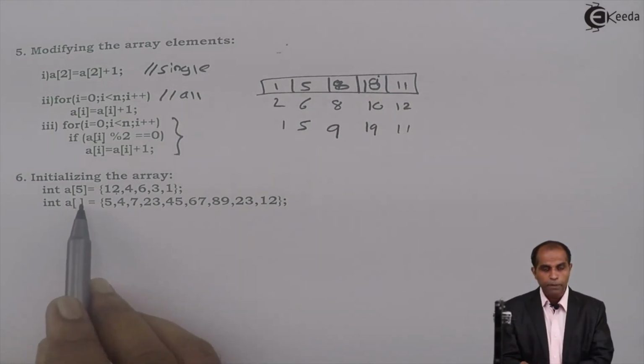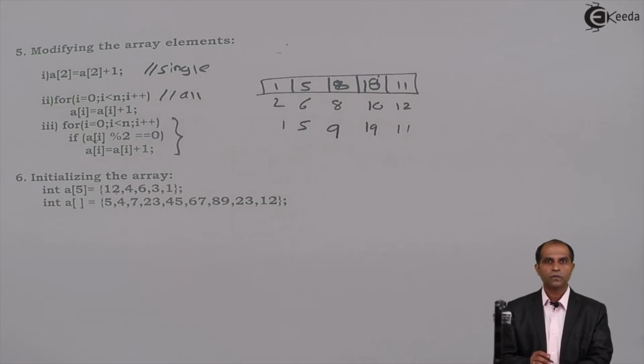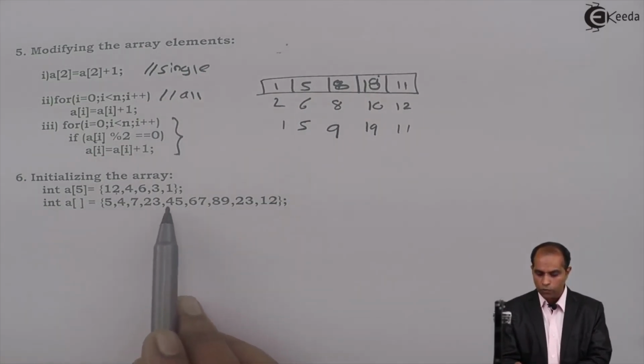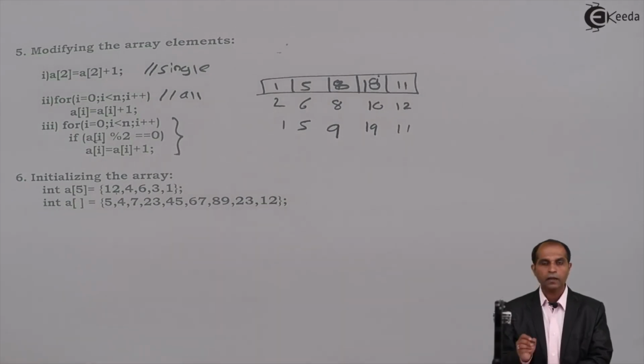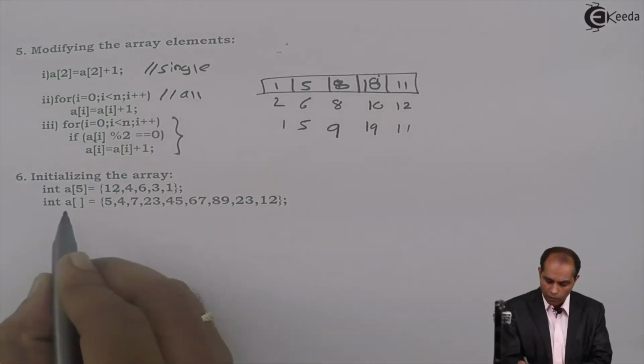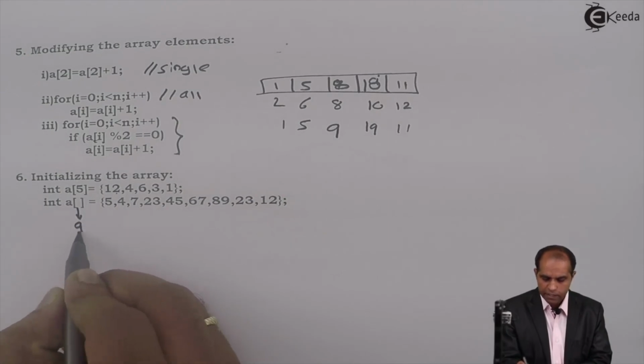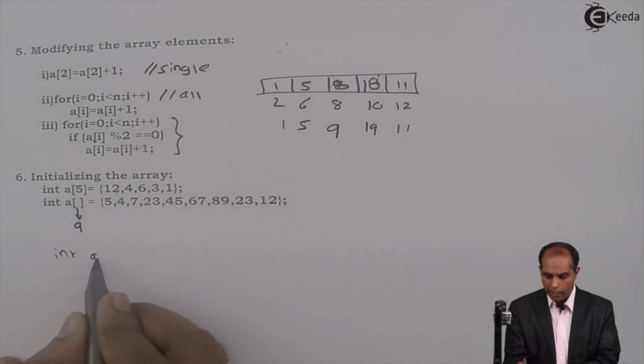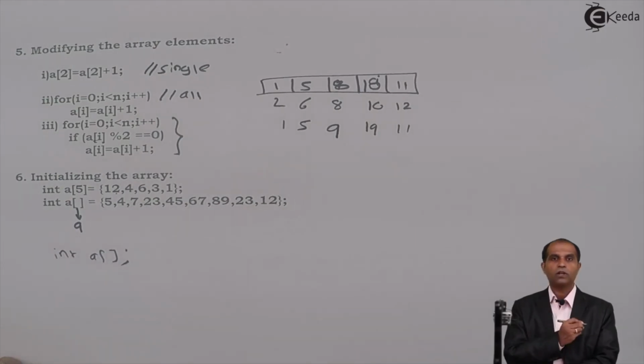So int a, empty square brackets, and I can give values. Depending upon the number of values in the braces, how many values are there? 1, 2, 3, 4, 5, 6, 7, 8, 9. There are 9 values, so the compiler will automatically decide the size as 9. But trying this out is an error: suppose I say int a, empty square brackets and a semicolon.